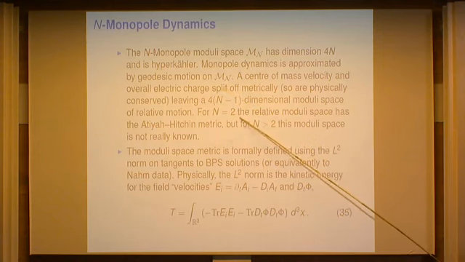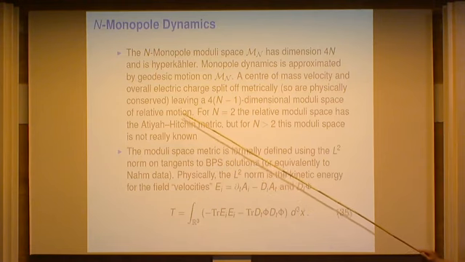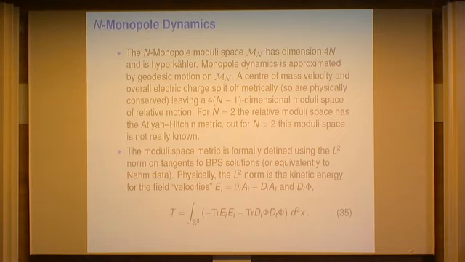And for n equals 2, the relative moduli space has dimension just 4, and that relative moduli space is the Atiyah-Hitchin manifold with the Atiyah-Hitchin metric, which is a very beautiful, complete Riemannian metric, which is also hyperkähler, self-dual in 4 dimensions. For n greater than 2, this relative moduli space is not really known in detail, although perhaps some people here know more about it than I do.